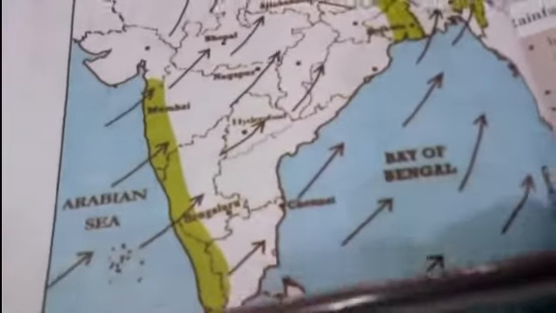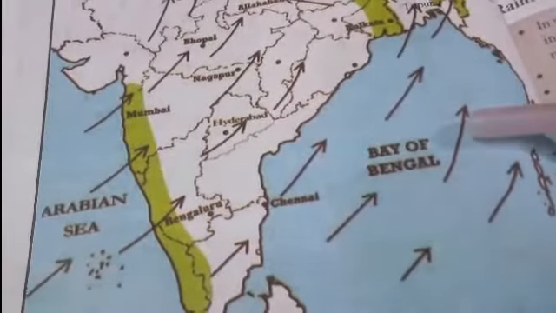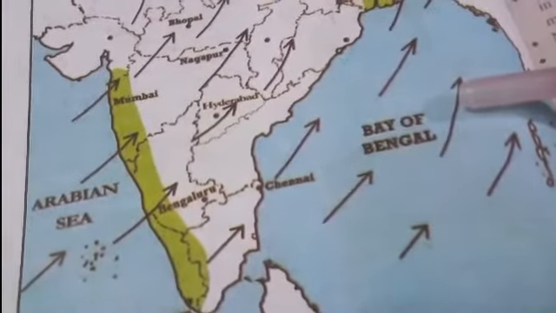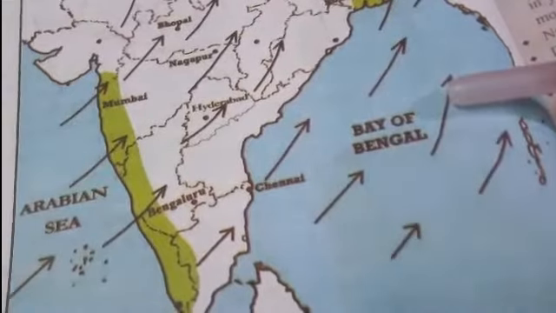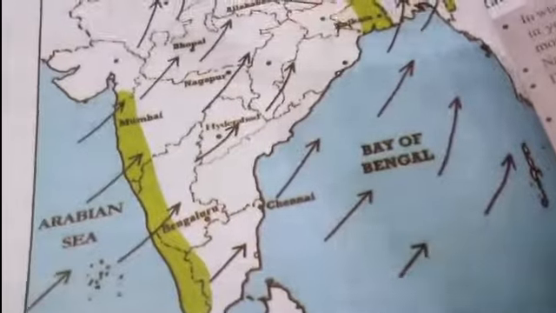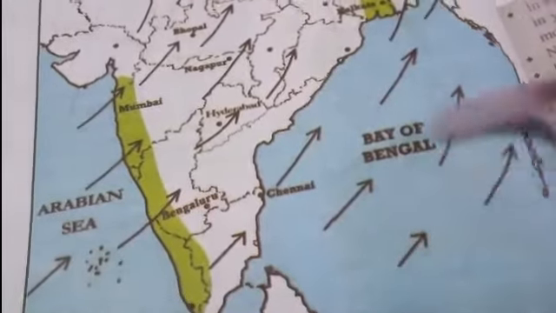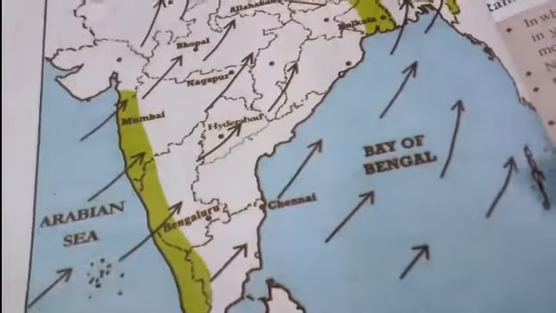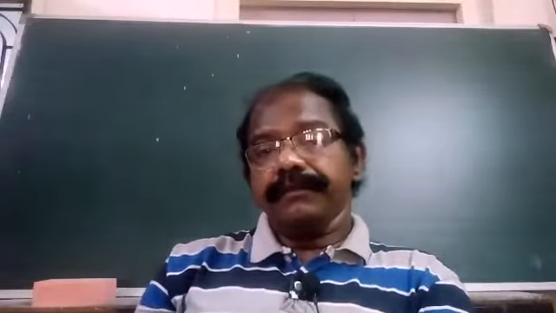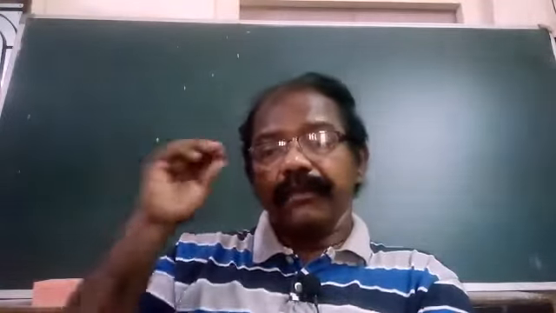So these two seas, Arabian Sea and Bay of Bengal, are called the arms of the Indian Ocean. These two arms of the Indian Ocean bring the wind to the mainland of India, and this wind coming from the sea carrying moisture causes rainfall in the mainland of India. These southwest winds, we call them southwest monsoon winds.